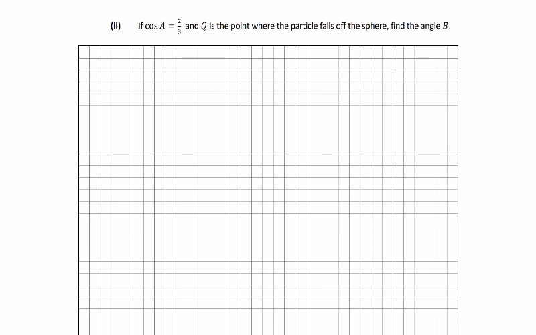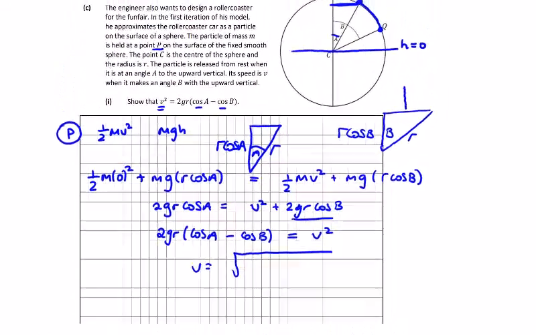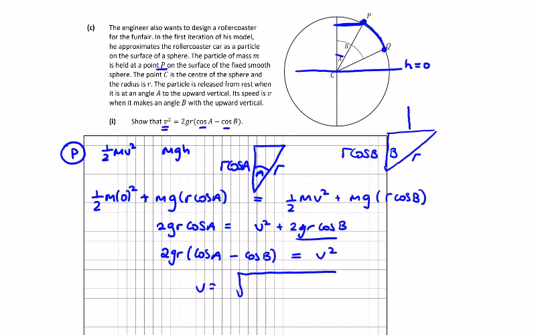We have, if cos A is 2 over 3 and Q is the point where the particle falls off, find the angle B. So at Q it falls off, so we're going to have a forces diagram at Q. So this is where it falls off. We have mg coming down. We want the force towards the center. It's going to be mg, this is going to be beta with alternate angles. So we're going to have mg cos beta, and we're going to have the normal reaction as well.